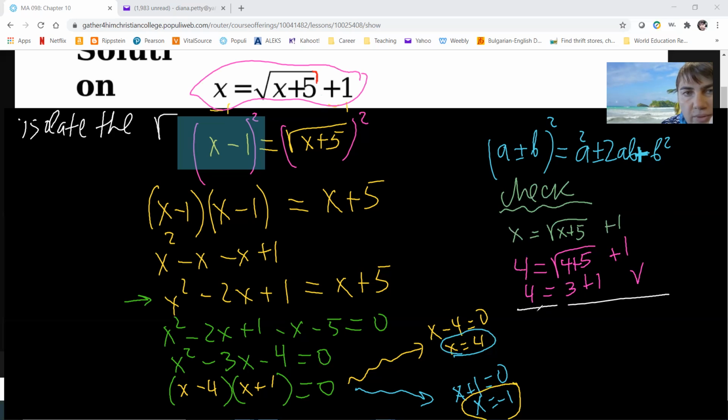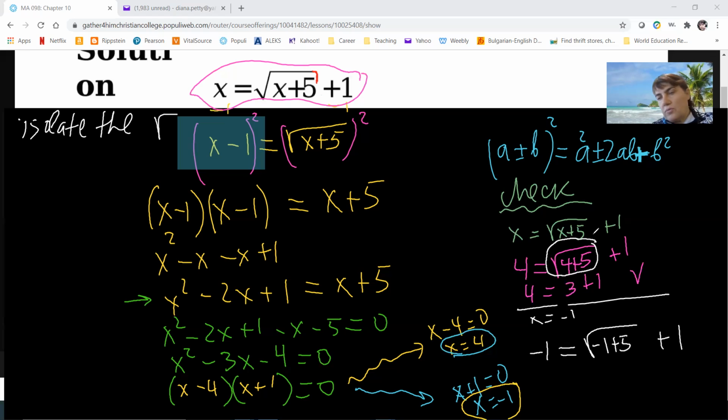Okay. So now let's check the next number, which is minus 1. Checking for minus 1. x equals minus 1. So let's see. Minus 1 equals square root of minus 1 plus 5, plus... Where is it? 3? Because 4 and 5 is 9. So square root of 9. Yeah, it's 3 and I kind of moved it. I think I overdid it a little bit too fast.